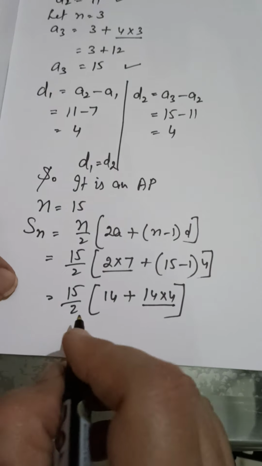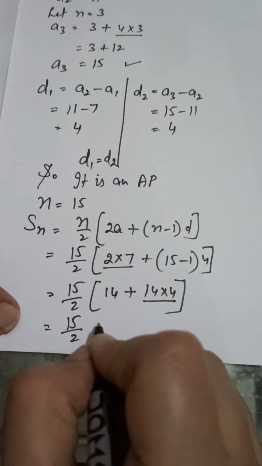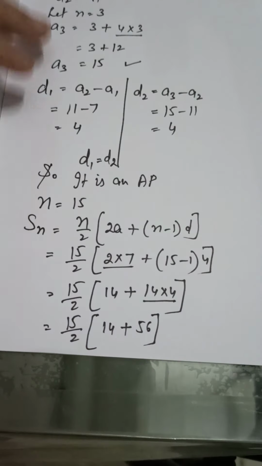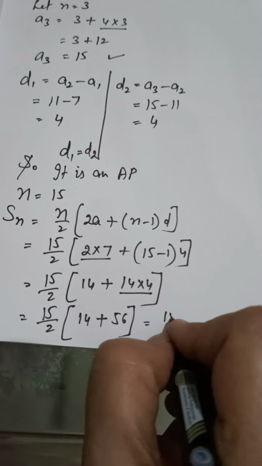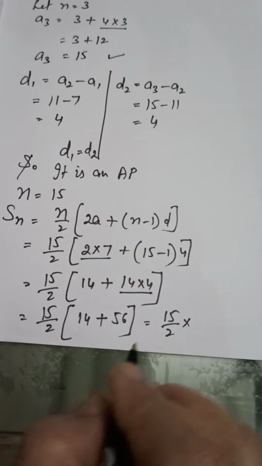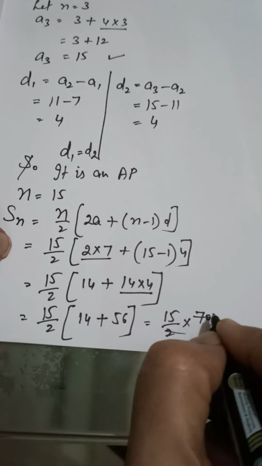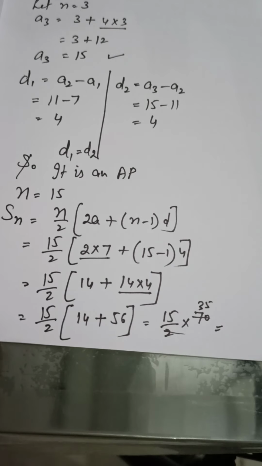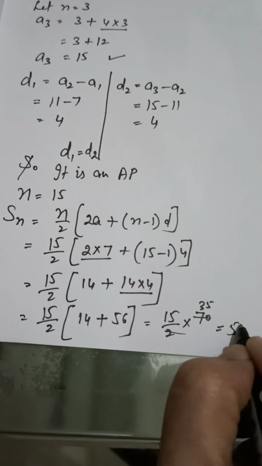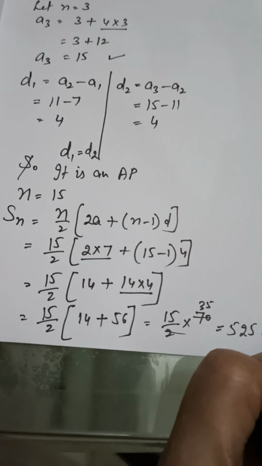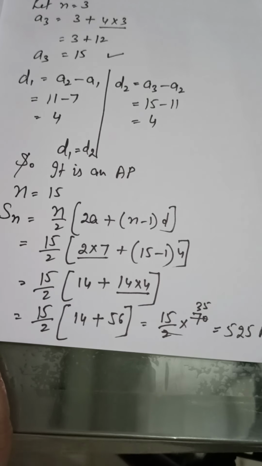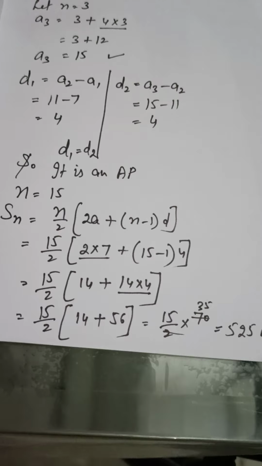When we multiply these, we get 15 upon 2, 14 plus 56. Then it is equal to 15 upon 2 multiplied by 70. So that is 15 multiplied by 35. That answer becomes 525. It is your answer. The second part you can solve the same way. Now sum number 11.